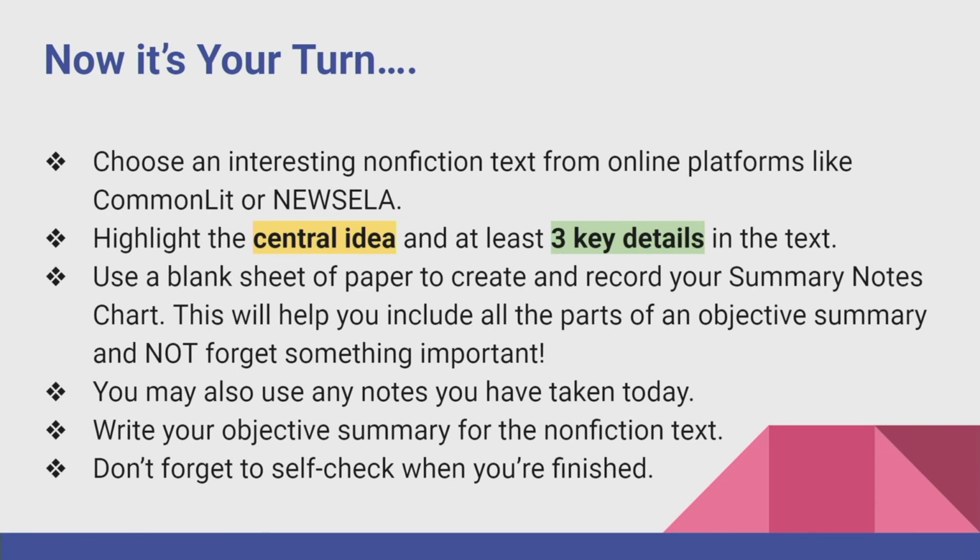Now it's your turn. Choose an interesting nonfiction text from online platforms like CommonLit or Newsela. Highlight the central idea and at least 3 key details in the text. Use a blank sheet of paper to create and record your summary notes chart. This will help you include all parts of an objective summary and not forget something important. You may also use any notes you have taken today. Write your objective summary for the nonfiction text. And last, don't forget to self-check when you're finished.